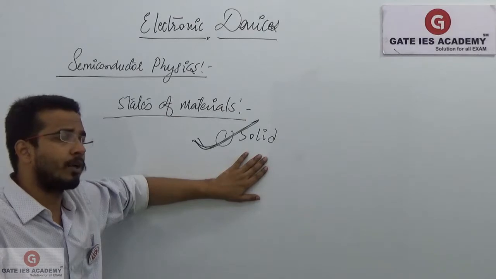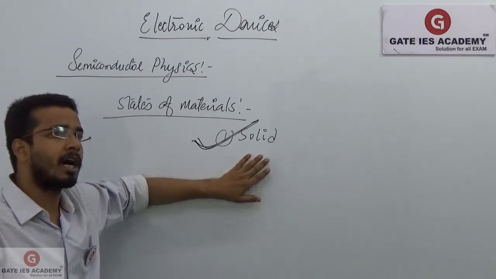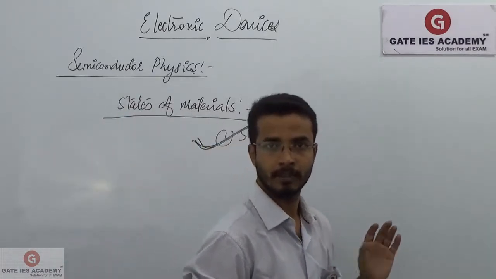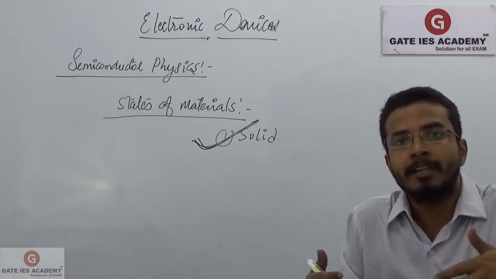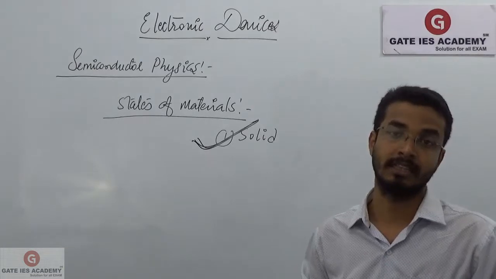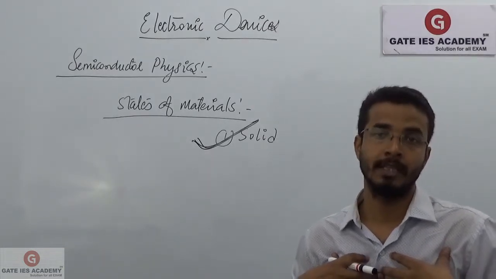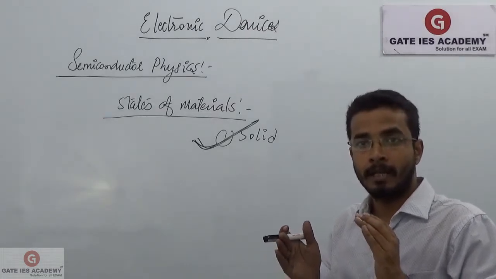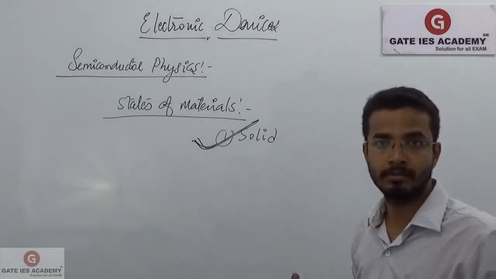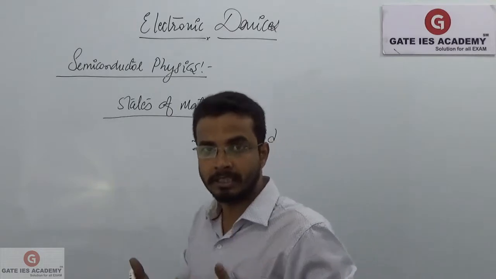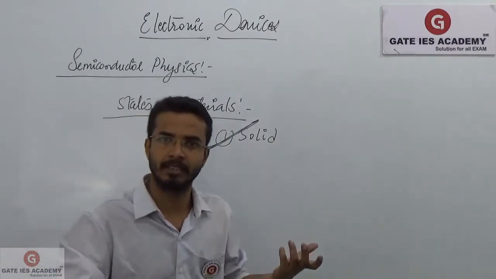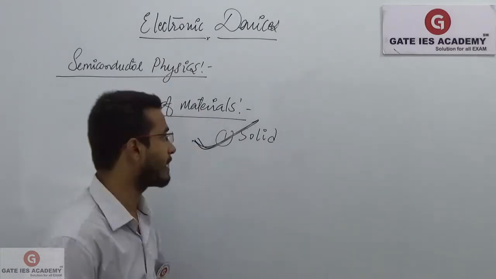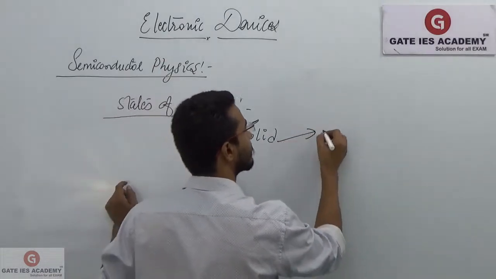But I know that, what is solid? Solid means the arrangement of atoms which are very tightly packed. Now, whether that arrangement is proper or not, that is my point of interest. That means if those atoms are well arranged in that particular solid, that means whatever atoms are there are well arranged, then that type of solid is known as a crystalline solid.